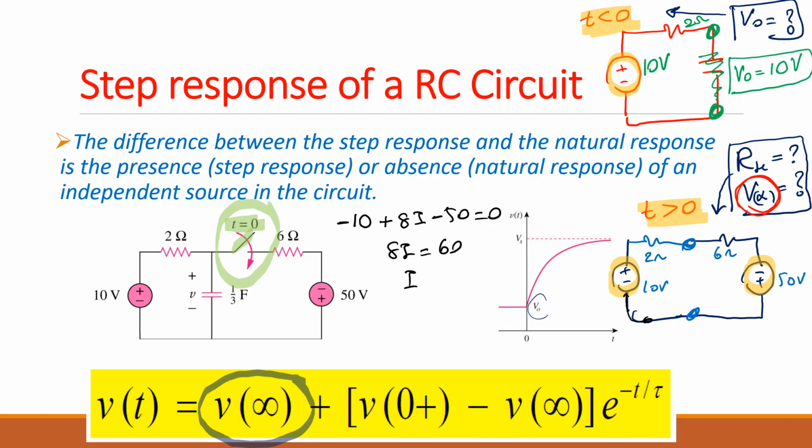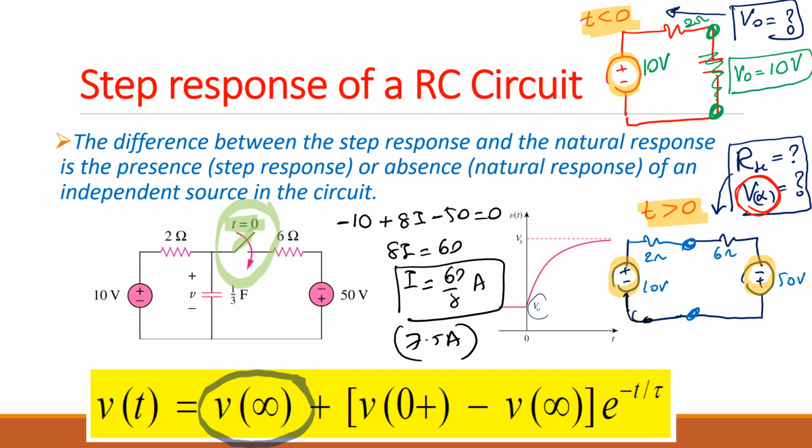So you can say 8i is equal to 60. So your current I going along this path will be 60 divided by 8 amps. Am I right? So what's that? 7.5 amps.